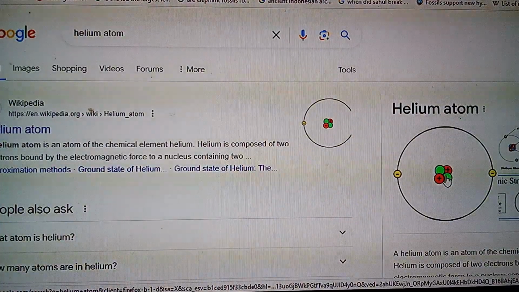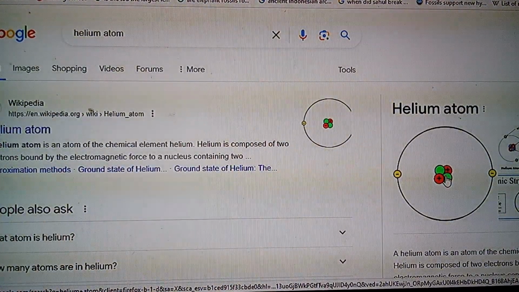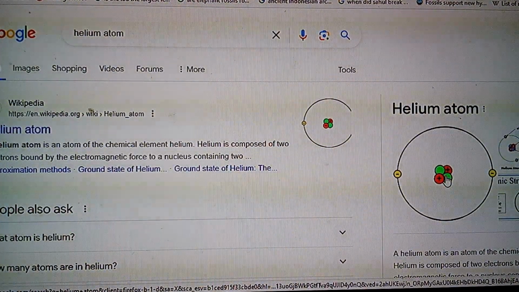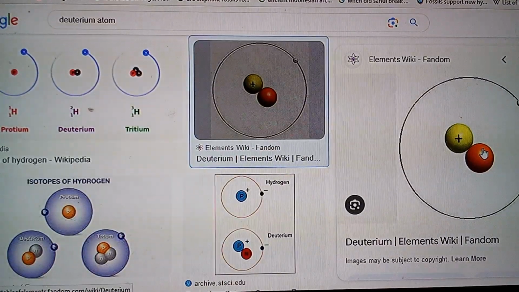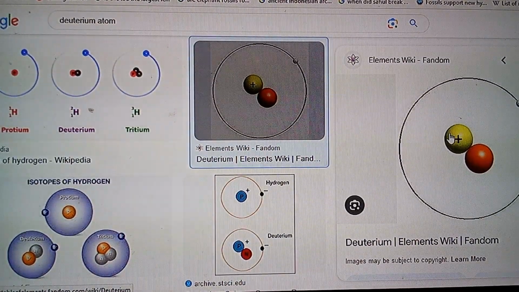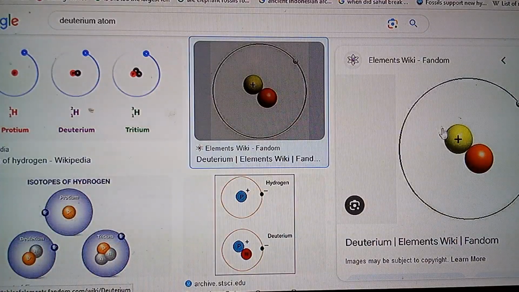And even these protons and neutrons are actually made of electrons because everything is an electrical charge. Everything in the universe is the electron. And let's say I fuse 3 of these together. I'll end up with lithium.